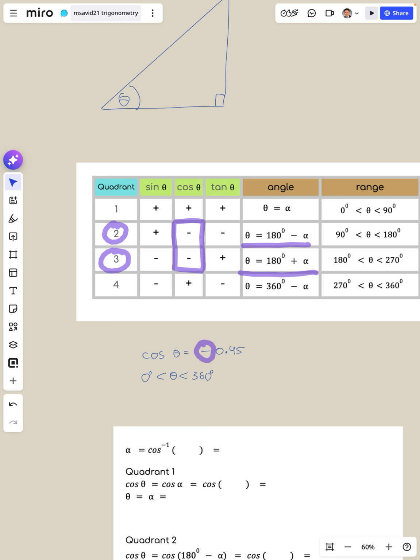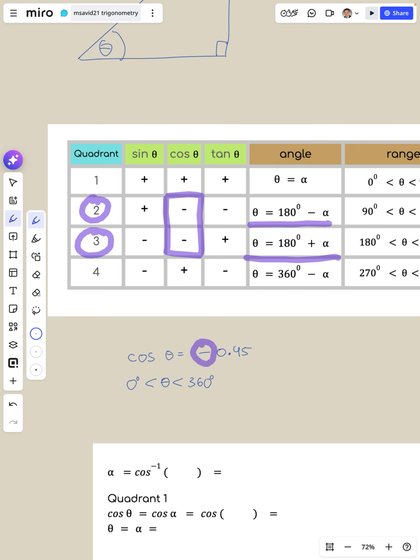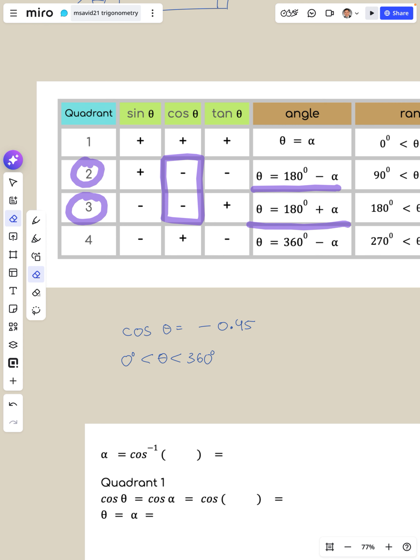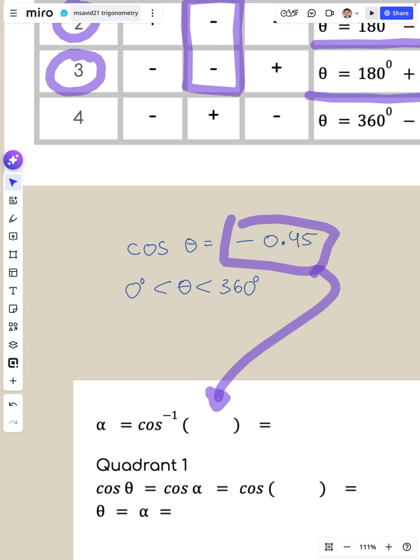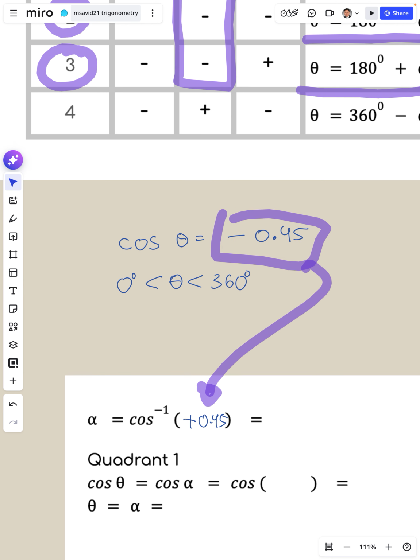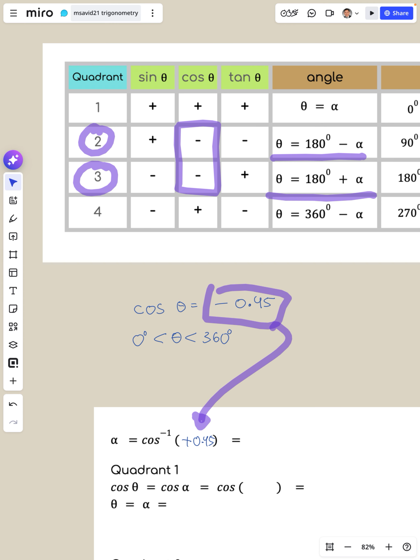Now, after this, we must find alpha. How do we find alpha? Instead of inverse cosine of negative 0.45, alpha will be inverse cosine of the positive number of that. Don't use the negative sign because alpha is in quadrant 1. Later we find the angles in quadrant 2 and quadrant 3, so we must find alpha first.